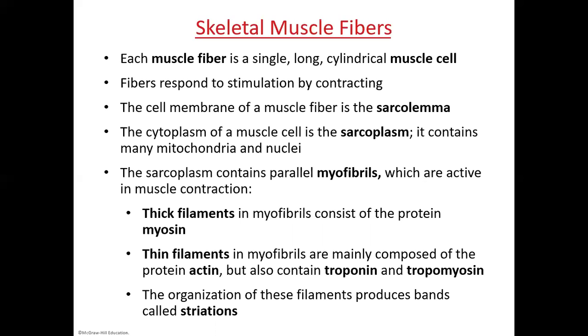There are also some tinier proteins called troponin and tropomyosin that are found combined with that actin, and those have to do with where ATP and calcium can bind to make the skeletal muscle contract. Okay. Now these two filaments alternate with one another, and they make a pattern called a striation. So this is what basically gives the skeletal muscle its stripes.